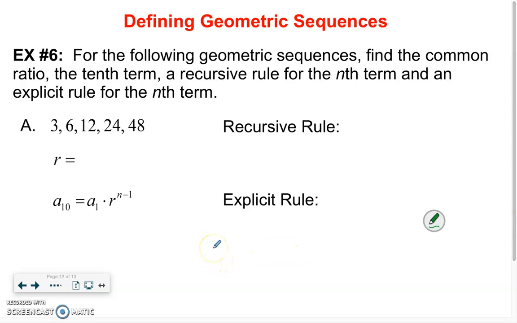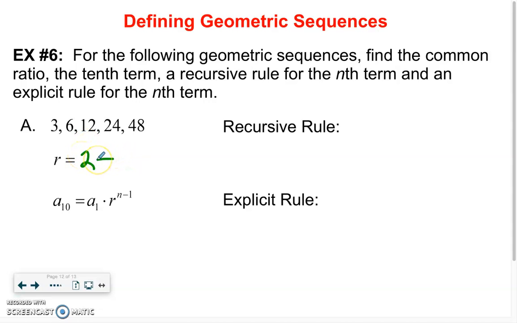So for the following geometric sequences, find the common ratio, the 10th term, a recursive rule for the nth term, and an explicit rule for the nth term. So the common ratio is kind of like what we did before with common difference, but it's just what's the pattern. So this is timesing by 2, right? So your common ratio would be 2.